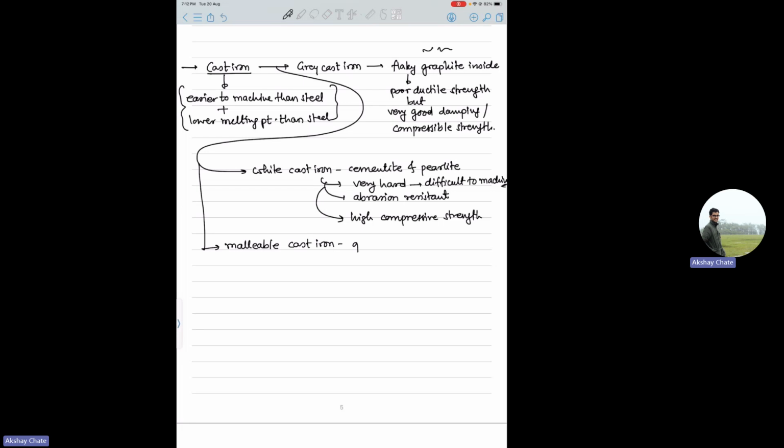It has greater ductility than gray and white cast iron. That is first.